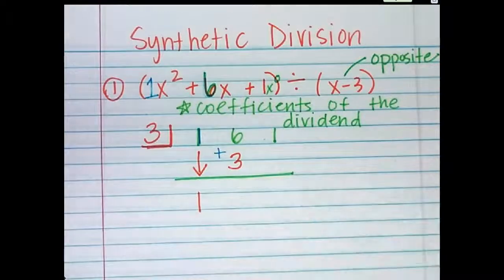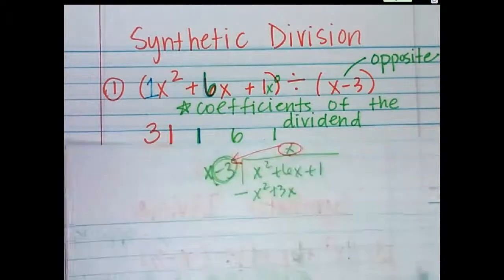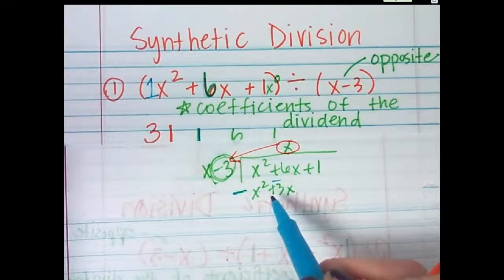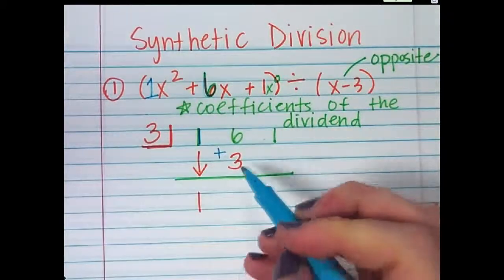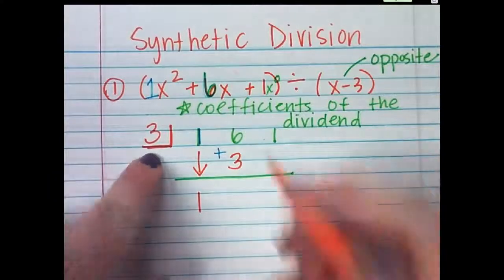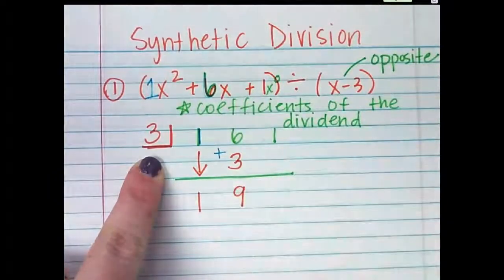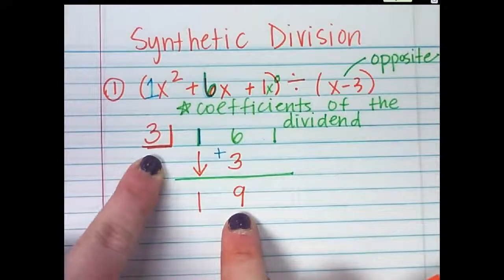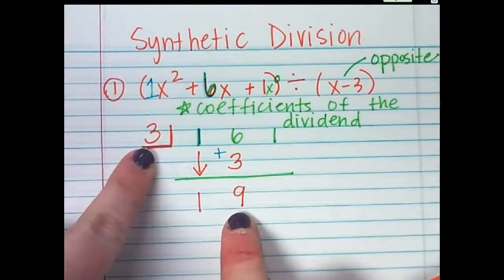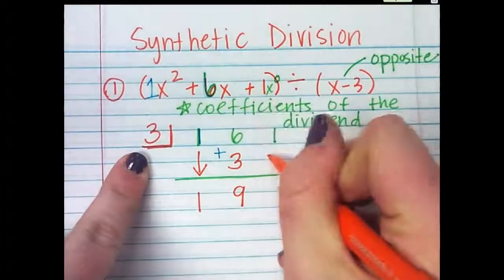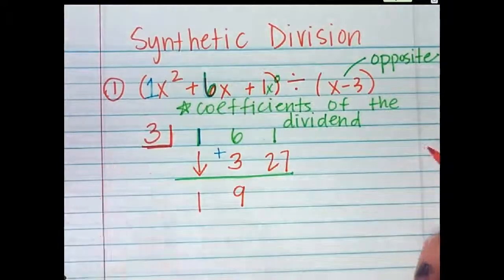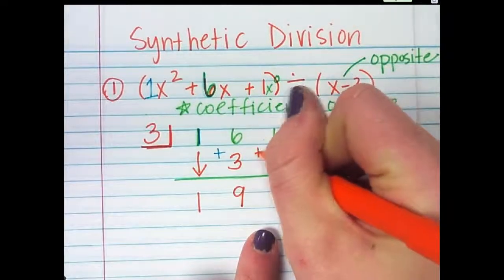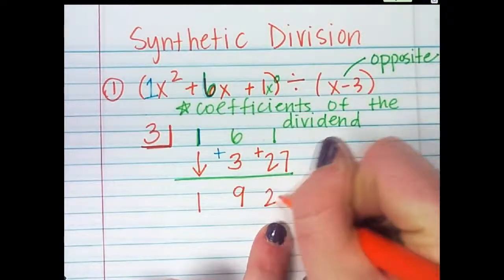Think of long division, right? After I multiply, I subtract. Here we're adding because we've already changed the sign. So that would be 9. When it's under the line, I multiply with what's in the box. So 9 times 3 is 27. And then I add, so this would be 28.